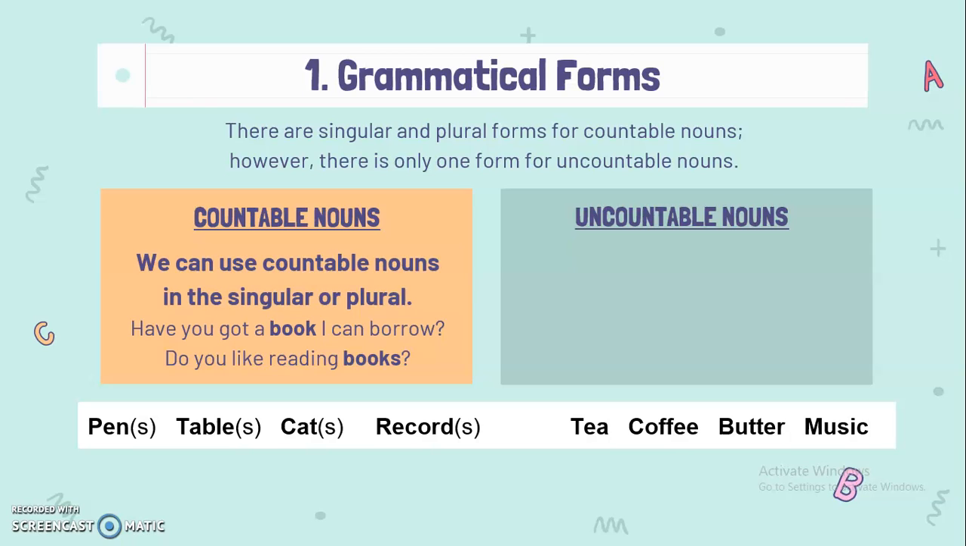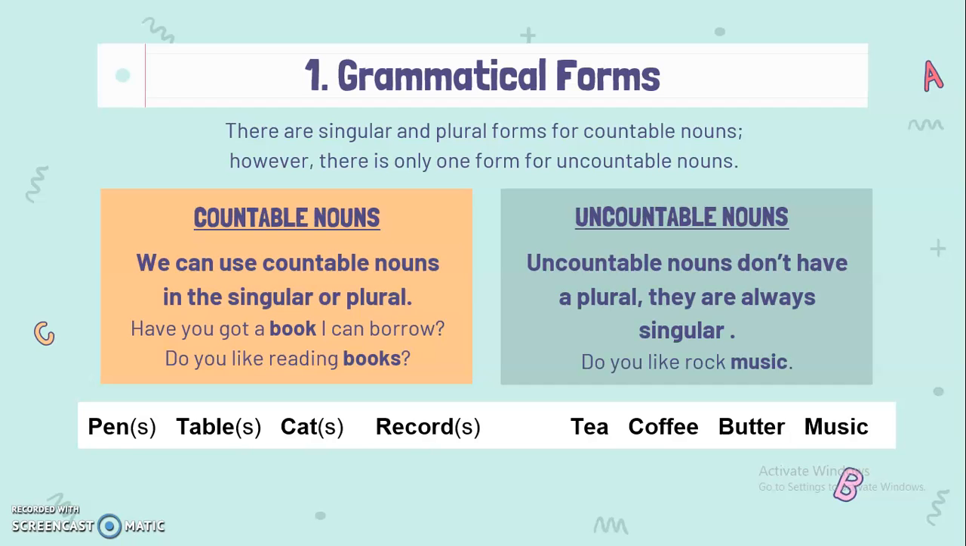Look at these examples. Have you got a book I can borrow? Book is used here as a singular form. Do you like reading books? Books is used here as a plural form. In contrast, uncountable nouns do not have any plural form. They are always singular. Do you like rock music? You can't say musics.